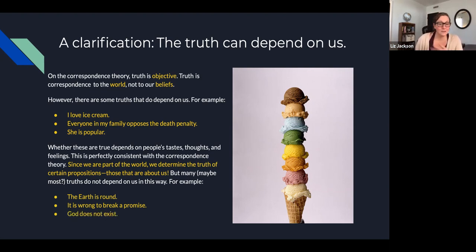"God does not exist." We've talked about this example already. It's not that God exists for me and not for you. It depends on whether there is a God or not. So many propositions, including ones we disagree on quite a bit, are not going to depend on our beliefs or desires or preferences. They're going to depend on the way that the world is. So again, there are propositions like "I love ice cream" that do depend on us, but just because lots of people disagree on something doesn't mean the truth of that proposition depends on us.